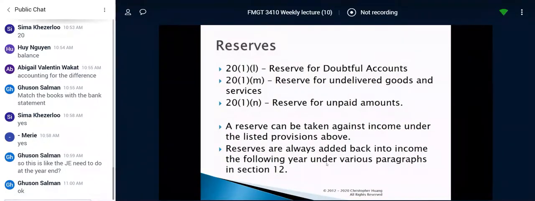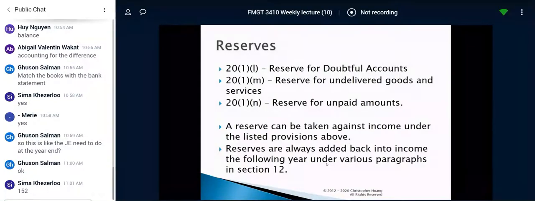So if we go to 21M again, this is something you might want to be mindful of when you're studying for the exam. If you go back to page 152, 21M, if someone can just quickly type in chat when they're there, so I don't go too fast.